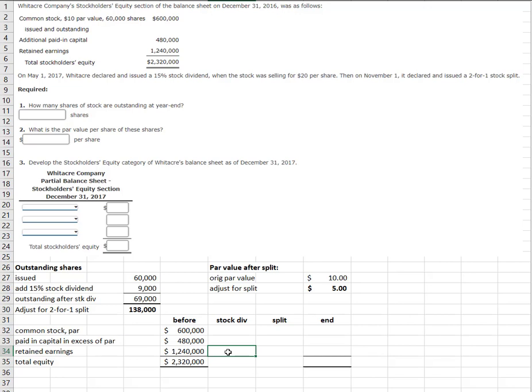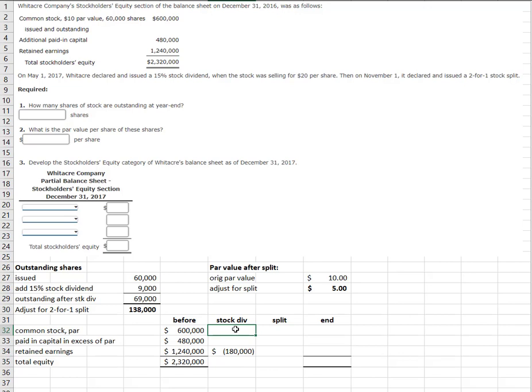There typically isn't something between 25 and 75%. There's not usually a medium stock dividend. There's usually a small one or a large one, and small ones are more common. So here we have a small one, and it was 9,000 additional shares. So we're going to remove from retained earnings 9,000 times the market value on the day it was declared, which looks like $20 a share.